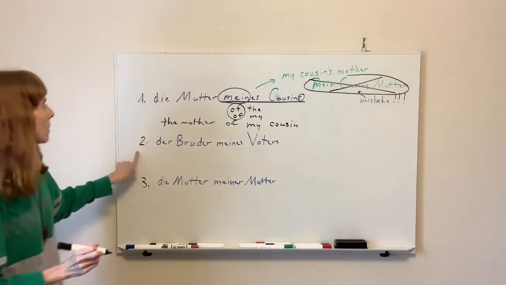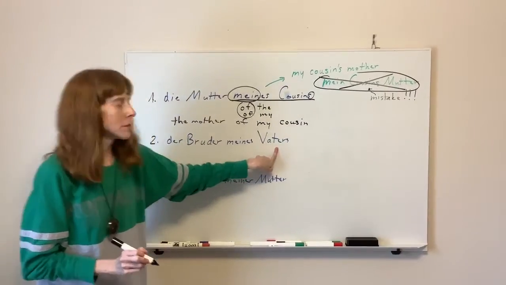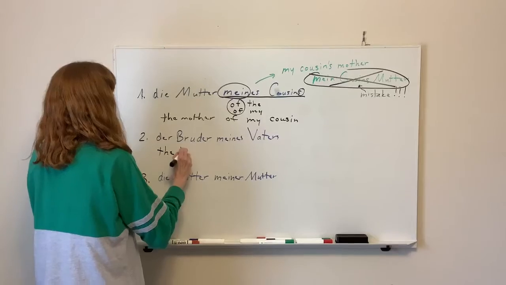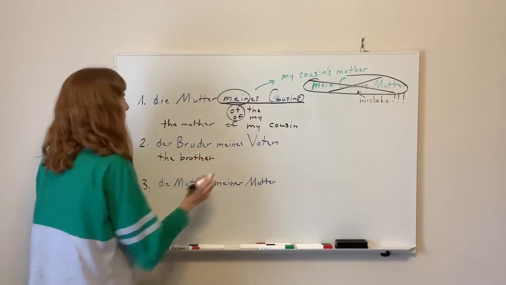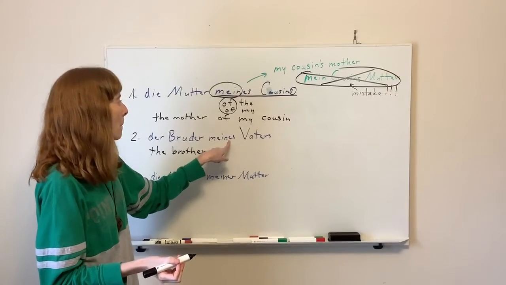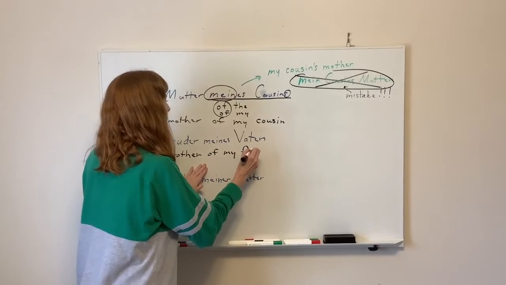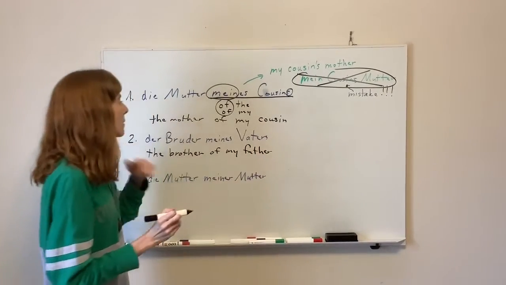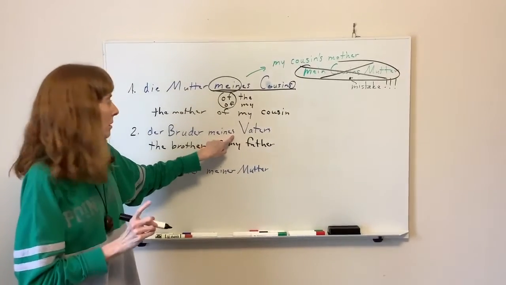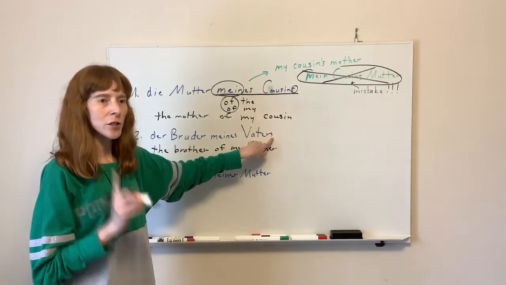Okay, second example. Der Bruder meines Vaters. Der Bruder, we already know that from chapter 2, the brother. Mein is my, so the brother of my father. Once again, notice that I've got that S there because it's genitive masculine, and I've also got the S at the end of the word here because it's genitive masculine.